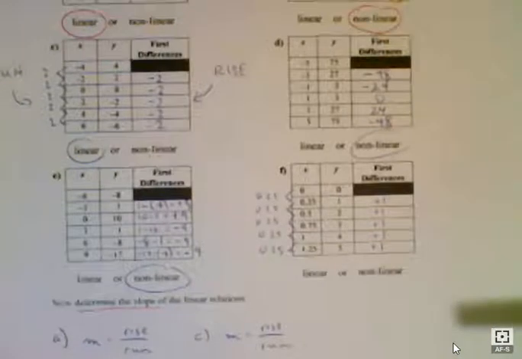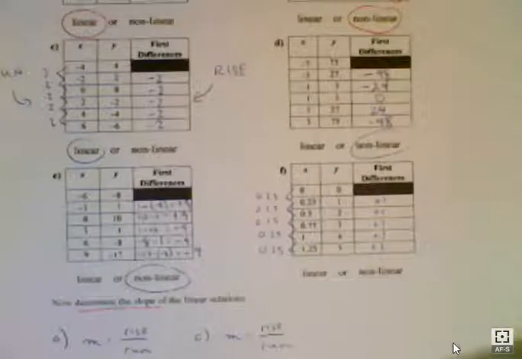D is clearly not linear. The first differences are all different. And you have to excuse me, actually. This last one is +48.